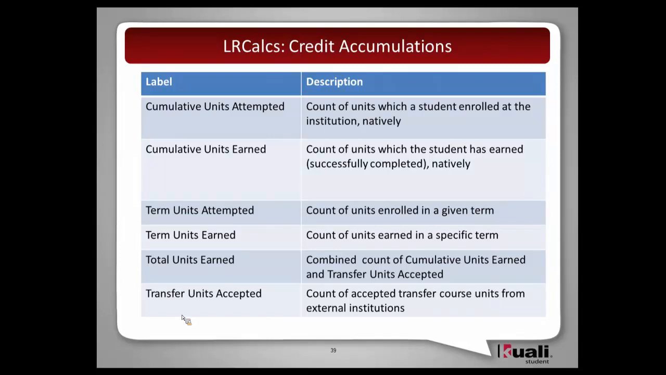We have term units attempted and term units earned. So obviously, as opposed to the cumulative, which is everything you've done, terms focus on a particular period of time. It may be a semester for you, might be a session, might be a term. We also have the concept of total units earned, and this was a term we chose to use for institutions that take the transfer units and then add that to your earned native units and come up with a total. Maryland does this as well. So that's what we call total units earned. And just so you know what we're using, transfer units accepted is the term we've used for those transfer courses that have been brought in.